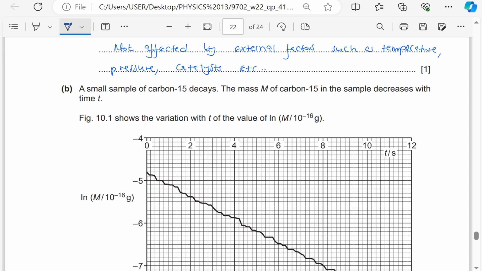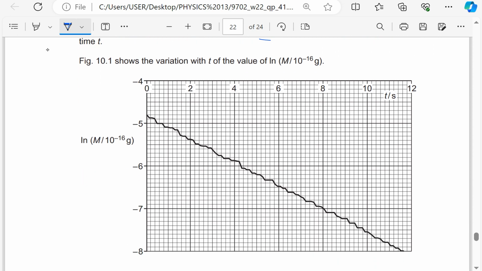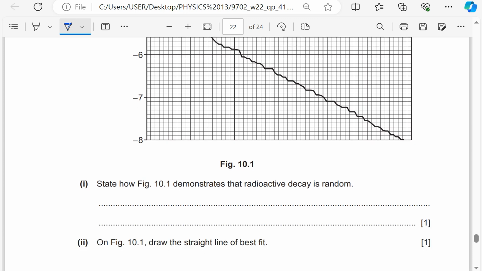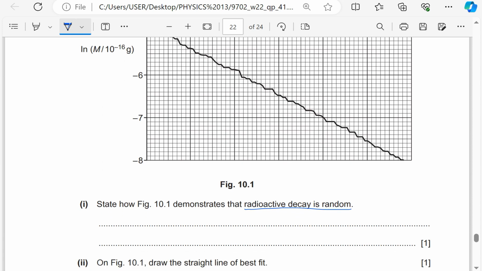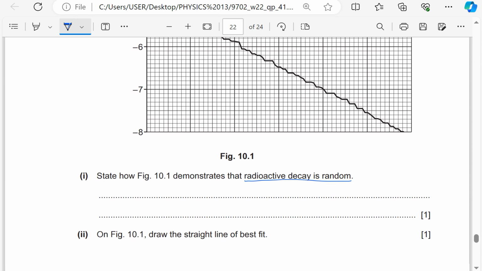A small sample of carbon-15 decays. The mass m of carbon-15 in the sample decreases with time as shown in the figure. The figure shows the variation with time t of the value of ln of m. State how the figure demonstrates that radioactive decay is random. You see that it's not a straight line. So the line fluctuates, or you can simply say the trend is not a straight line. Because the trend is not a perfect straight line, radioactivity is random. We cannot predict which nucleus in a given sample will decay next.